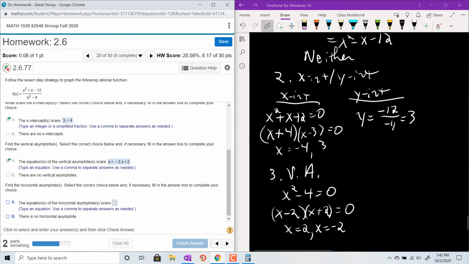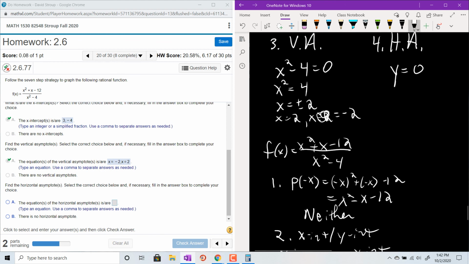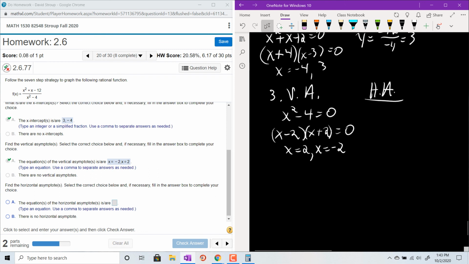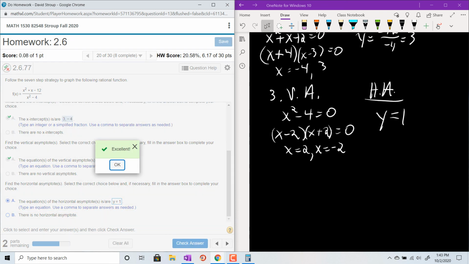Horizontal asymptotes. In this case, the degree of the numerator and denominator are the same, so you take the ratio of the leading coefficients of the terms. So it's just 1 over 1 for our horizontal asymptote. So y equals 1. Okay. So the horizontal asymptote, y equals 1. You need an equation.